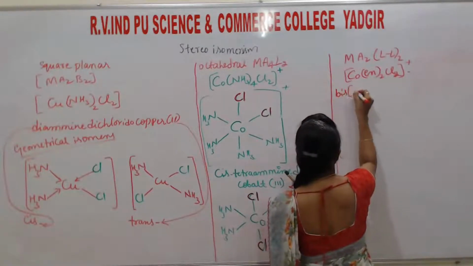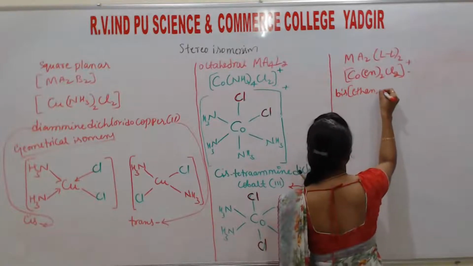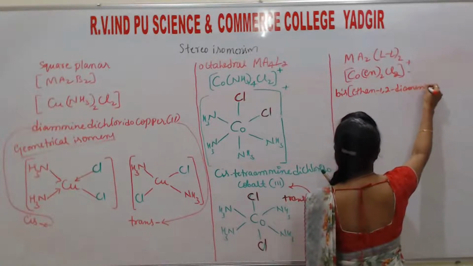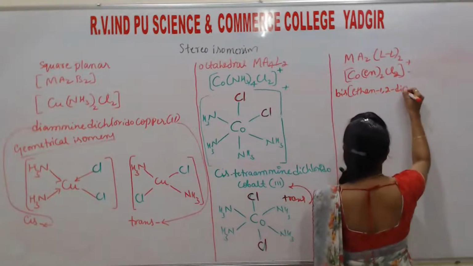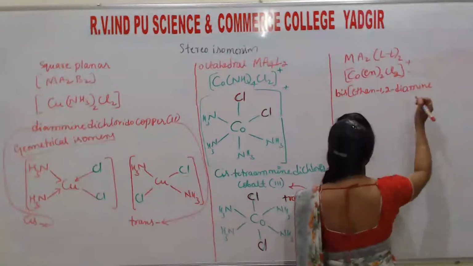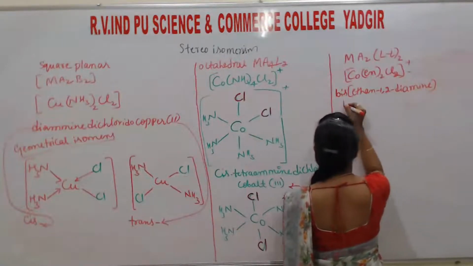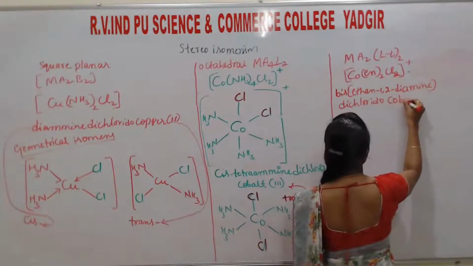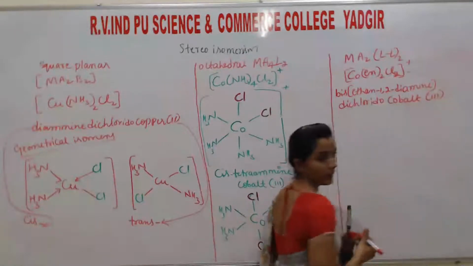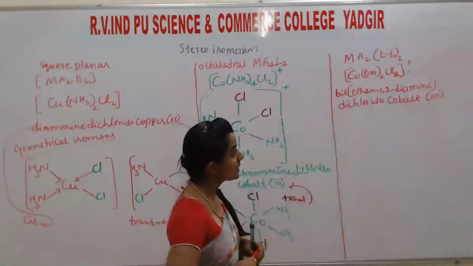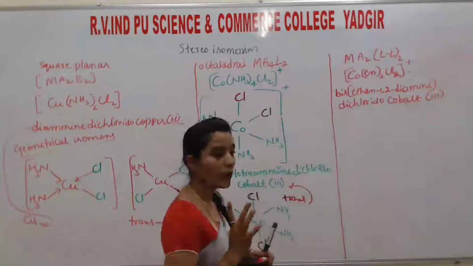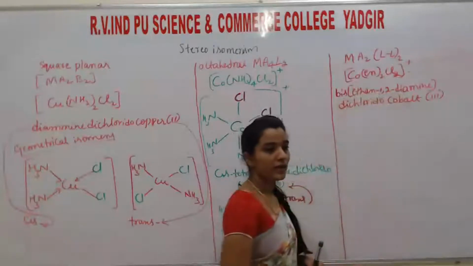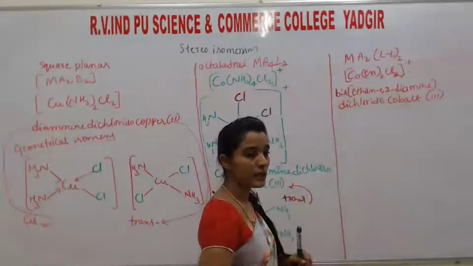So bis ethane 1,2 diamine dichlorido cobalt 3 compound. This is the name of the compound. I take bis here because the ligand name itself already contains a numerical prefix. That's why I use bis as a prefix.